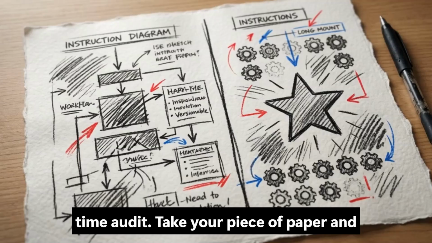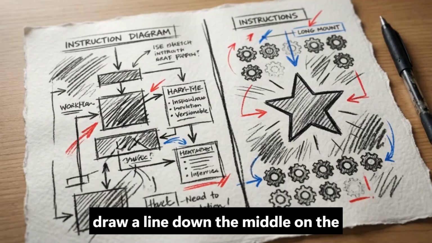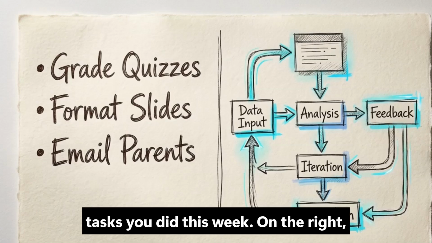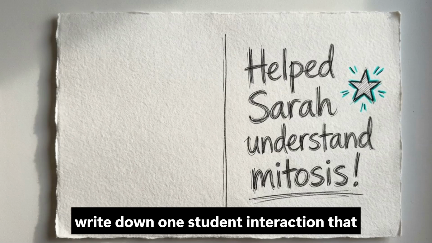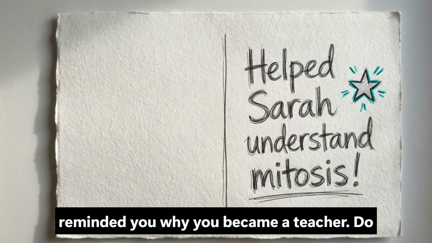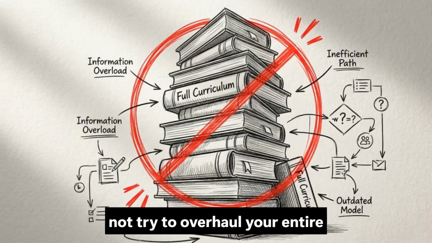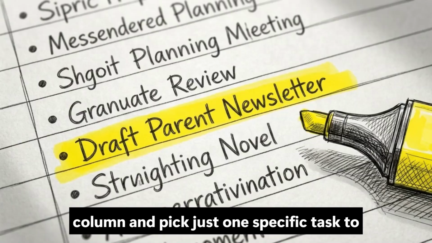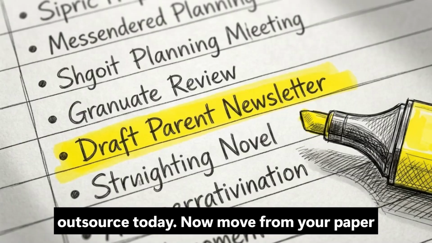Take your piece of paper and draw a line down the middle. On the left, list the repetitive, administrative tasks you did this week. On the right, write down one student interaction that reminded you why you became a teacher. Do not try to overhaul your entire curriculum at once. Look at your left column and pick just one specific task to outsource today.